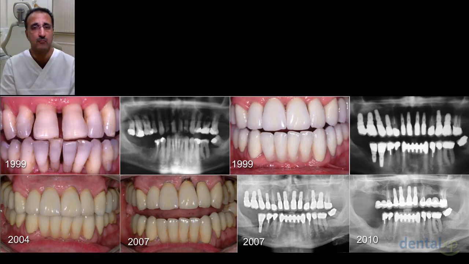However, contrast this with the occasional case where we have a patient that falls off the wagon, and I have to admit that this is a treatment that we carried out in the 90s when we thought that implants were the solution to everything. And of course, now we know that that's not the case.